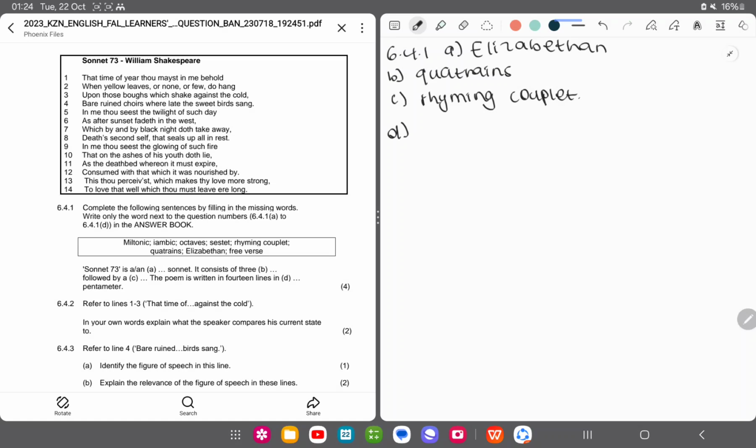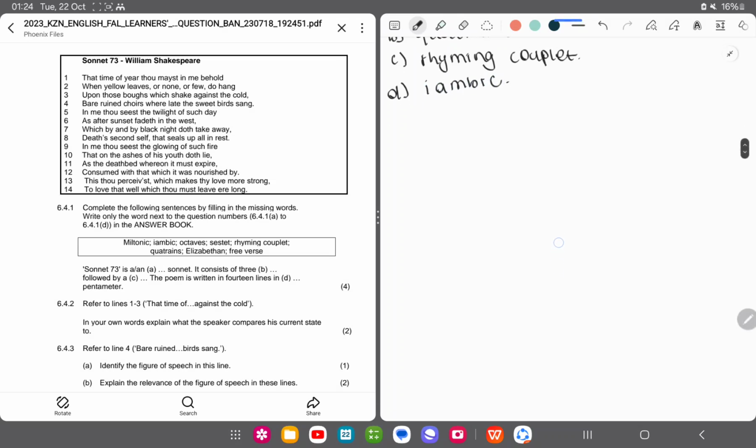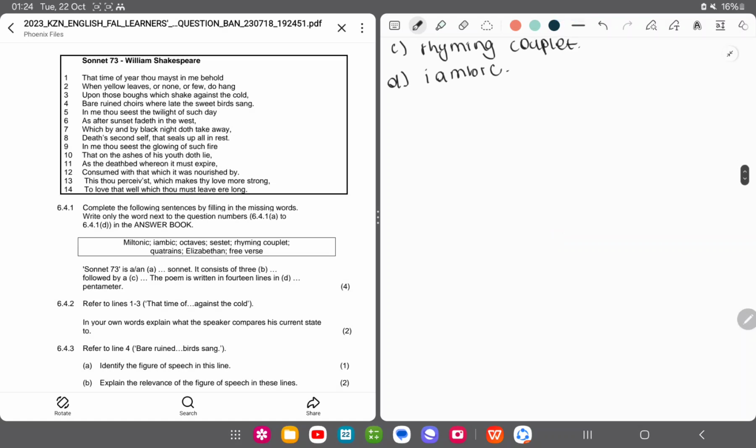D says the poem is written in 14 lines in pentameter. Well, it is written in iambic pentameter, so yeah, this is iambic. And you're good to go. So 6.4.2 says refer to lines 1 to 3 and in your own words explain what the speaker compares his current state to. Well, lines 1 to 3 read: that time of year thou mayst in me behold, when yellow leaves or none or few do hang upon those boughs which shake against the cold. Well, you can see that the time of year which we see in the speaker, when yellow leaves or none or few hang, is relatable to autumn, right?